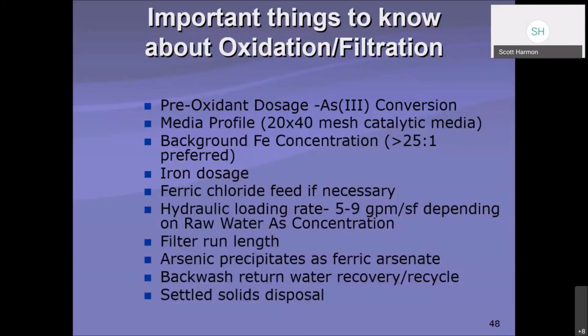But here are some important things to understand about this type of treatment. The pre-oxidation dosage is important because you need to have the conversion. Your media profile is important to have enough media to be able to adhere all the arsenic to. Background iron concentration, big, important. If you have a high amount of background iron concentration, it is very helpful in removing the arsenic. In some cases, you may not even have to use the ferric type coagulant. So the iron dosage, which is referring to your ferric chloride, if necessary.